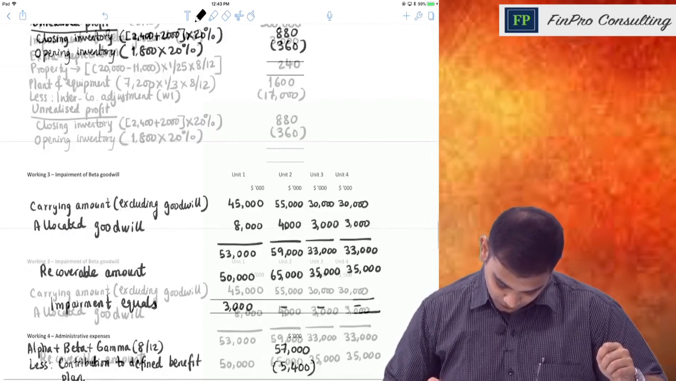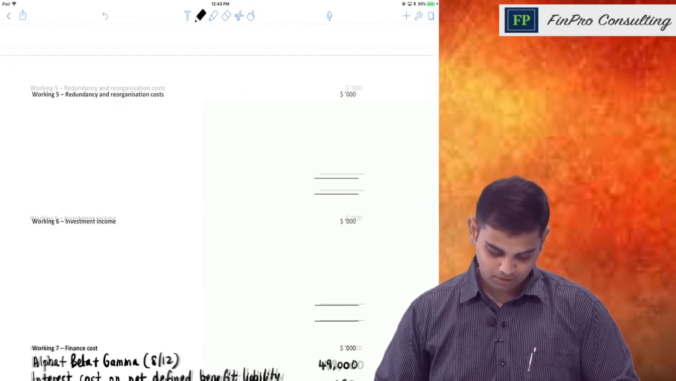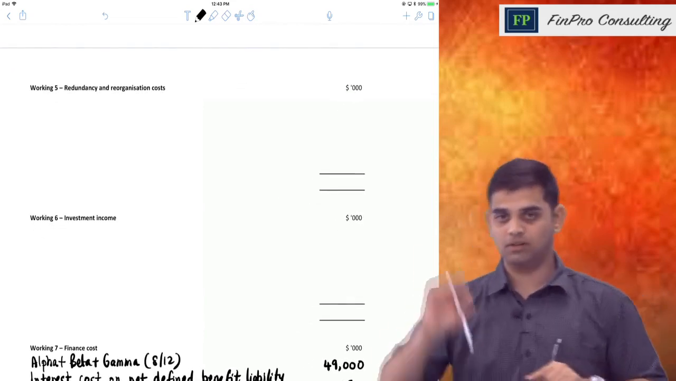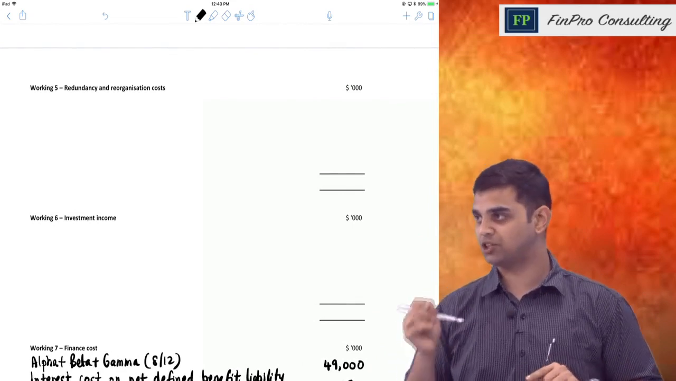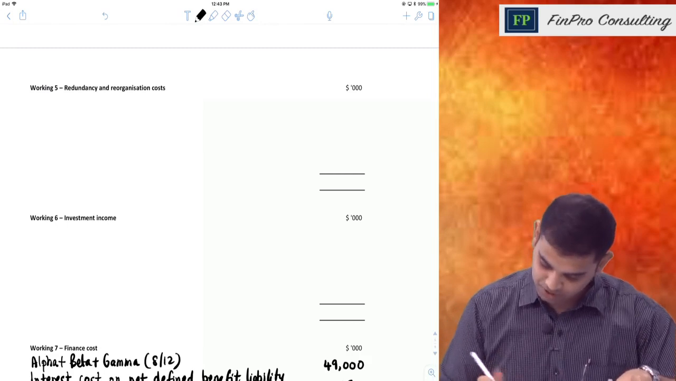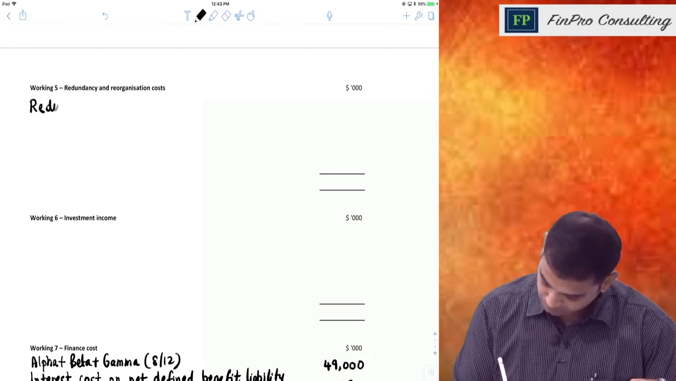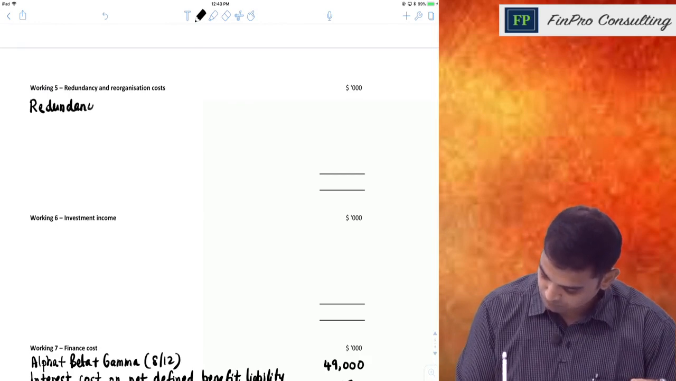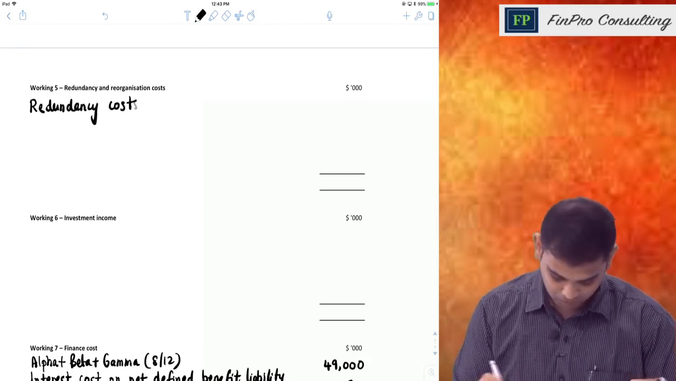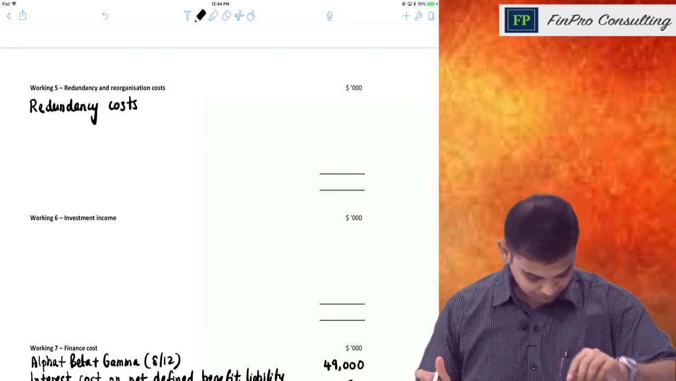So go to the working note. Working note number 5. Okay, so don't do a shortcut. Give a reasoning also, because that will fetch you half of mark. Right, so right here, first is redundancy cost. Which is how much? 10,000.